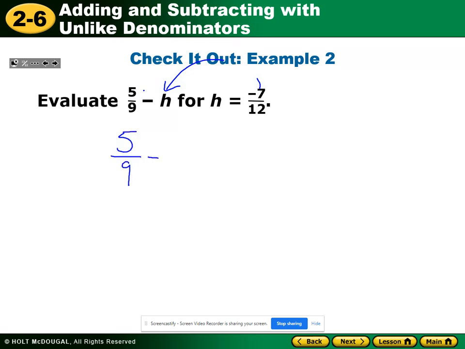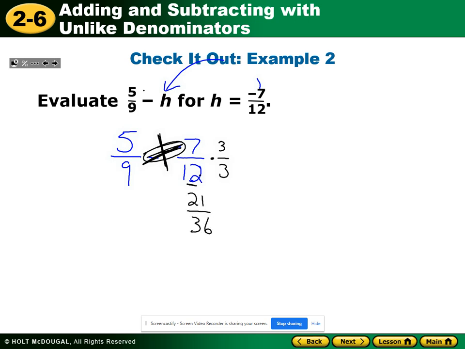5 ninths minus negative 7 twelfths. You need to remember, minus a negative is the same as turning it into an addition problem. All right, so this one, we could take this times 9 over 9. We could take this 12 over 12. But in the back of my head, I'm thinking 36 is a number they both go into. So 3 over 3, that gets this to be 36, the 12 to be 36. So that's 36 on the bottom for the denominator.